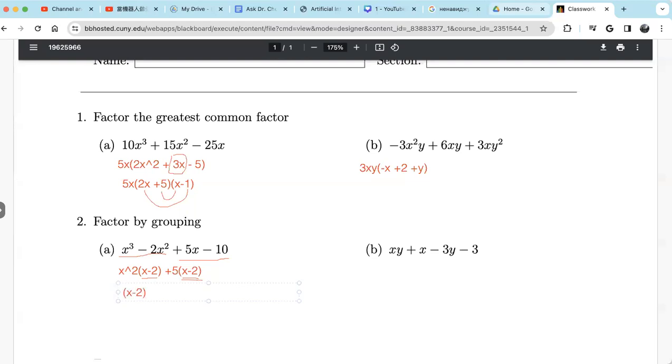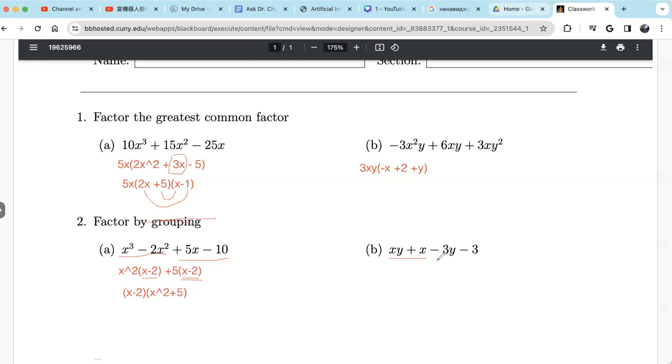So x minus 2 times x squared plus 5. X squared plus 5 cannot be factored anymore. Well, x minus 2 is a linear factor, cannot be factored anymore. So that's it. Okay, by the way, forget about by grouping. Just factor it. Forget about by grouping. But it's okay, because we group 2 by 2.